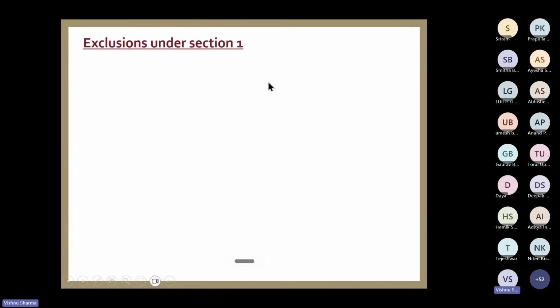Now let us see what the exclusions are. This is an exclusion driven policy, so we have to concentrate on exclusions. The very first exclusion is policy excess, which is not paid under any of the policies, as you all know.